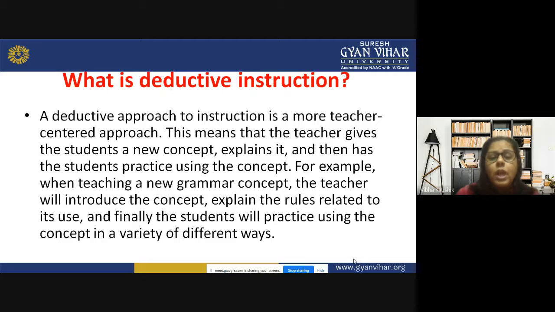to the students, and finally the student will practice using the concept in a variety of different situations. Now, in the end, the teacher will practice the use of noun using the concept in a variety of different ways or situations.